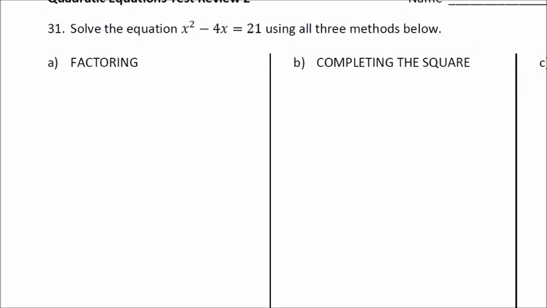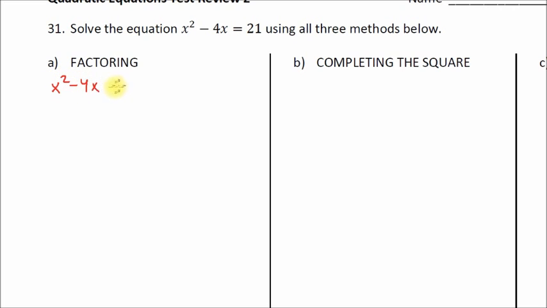Method number one is factoring. Let's go through these steps. First step for factoring, if there's a y value, change it to 0. There's no y value, so we can ignore the first step. Step number two, make sure all the terms are on one side of the equal sign. We've got to do that.